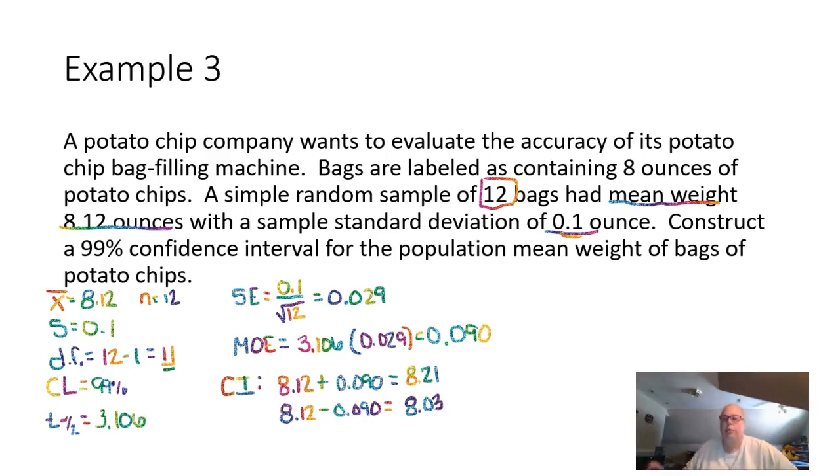And y'all, when we write our confidence interval, we usually write it as an ordered pair. The lower one goes on the left, and then the upper one goes on the right. And of course, there's a comma in the middle separating the two of them. So I would write my answer as parentheses 8.03, comma 8.21 parentheses.